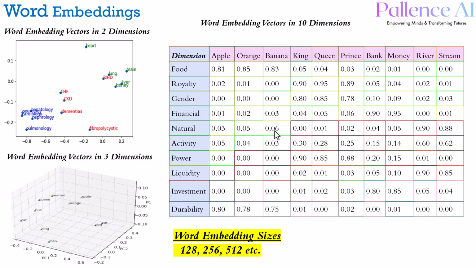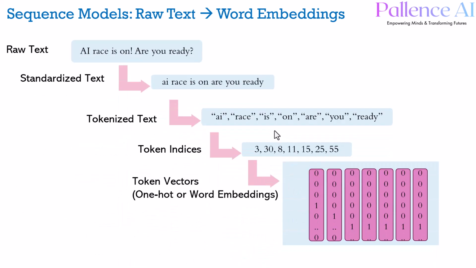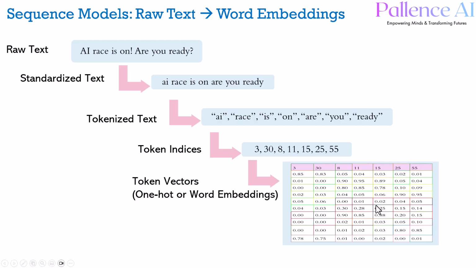All right. Next, let me show you: if you want to use a sequence model and go from raw text to word embedding vectors instead of one-hot vectors, how does that look? You can start something like that. It's the same thing we saw with the one-hot. You have this raw text, you standardized it, you tokenized it, and you have the token indices. I'm still showing you the one-hot vectors, which we saw in the previous slide. But if instead we use word embeddings, this is how it's going to look.